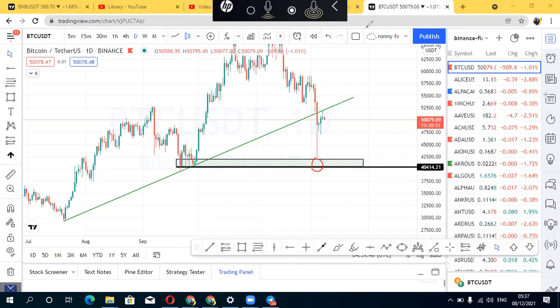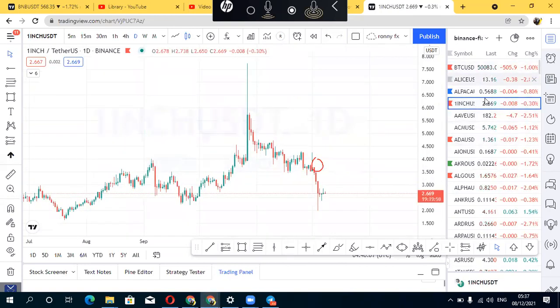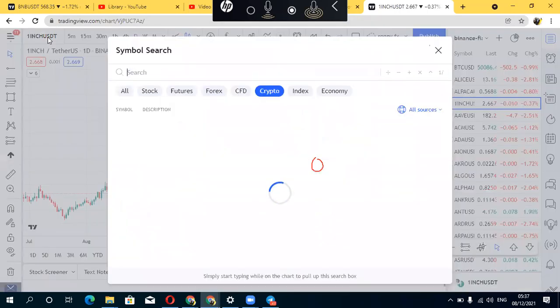So let's just look at other charts like Matic. Let's just look at other cryptocurrencies, and you see that as the price of Bitcoin is going down, they too are facing a negative price movement. Let me just take, for example, Matic, that has been very active.